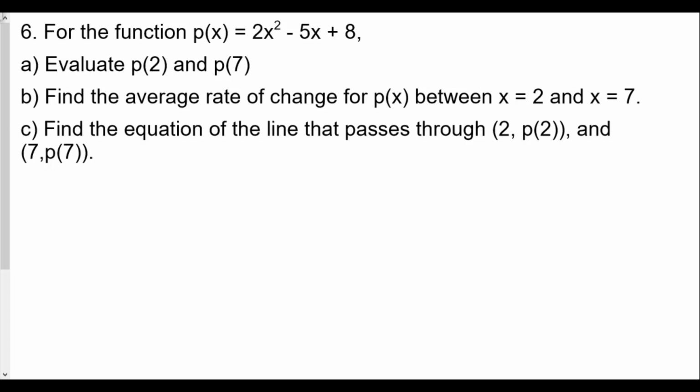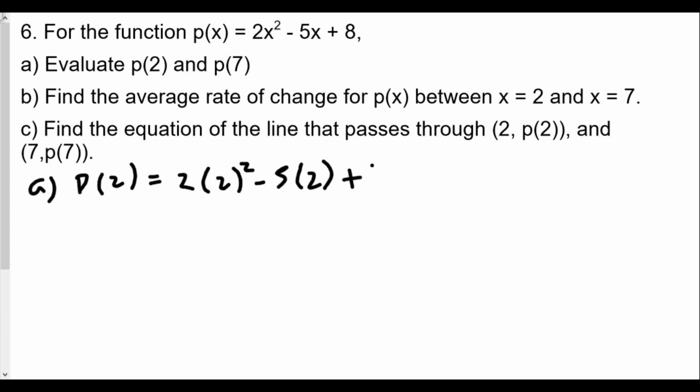We begin with our function p of x, which equals 2x squared minus 5x plus 8. And we're asked to evaluate p of 2 and p of 7 first. And so when we evaluate p of 2, we're going to first plug in 2 every time we see an x. So we have 2 times 2 squared minus 5 times 2 plus 8.